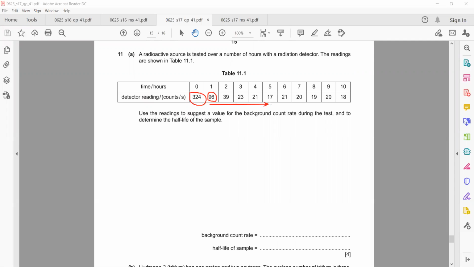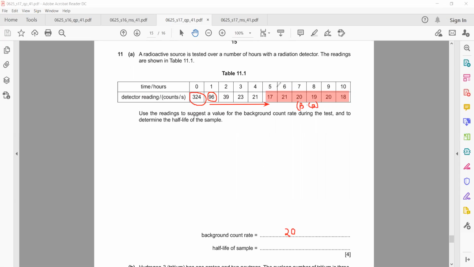And after this point, the readings are more or less the same, like 17, 21, 20, 19, 20, 18. So what it shows is that here I'm not recording the source radiation, I'm only getting the background radiation. It means the source is completely stable now and the radiations are coming from the background. So you can take an average that is acceptable, or you can just take any value because this will have a range of answers. It will not have a fixed answer. So for example, I took 20 as a background radiation.